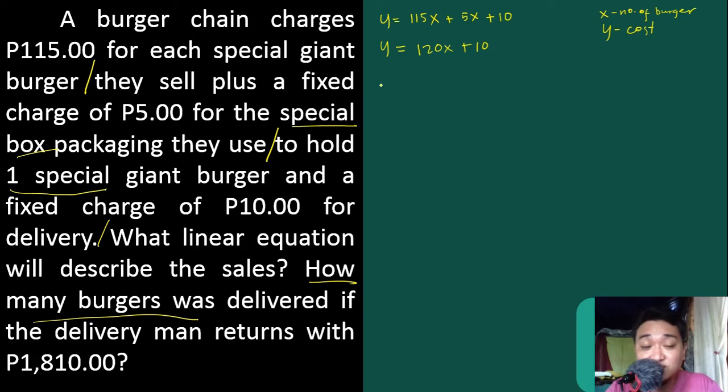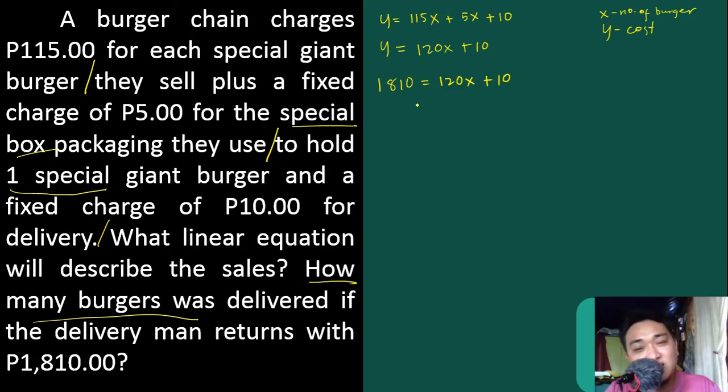So let us substitute. That is 1,810 is equivalent to 120x plus 10. Okay, kasi hindi natin alam kung ilang burger yung na-deliver or hindi natin alam na miss nung manager kung ilang burger yung lumabas. Ganun po. Basta ang alam lang niya, pagbalik ng delivery man, ang daladalang pera is 1,810.